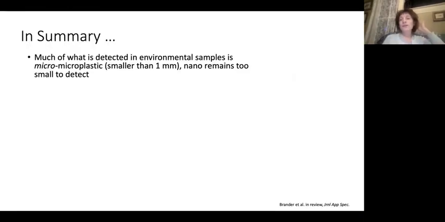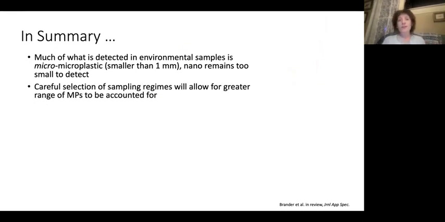So to summarize, and I realize that was a long presentation, a lot of information. It's all recorded, so if you need to rewind and rewatch something, you're welcome to do that. But much of what is detected in environmental samples is what I call microplastics, so far smaller than 1 millimeter. And nano remains too small to detect in environmental samples. Hopefully that won't be the case for too much longer.